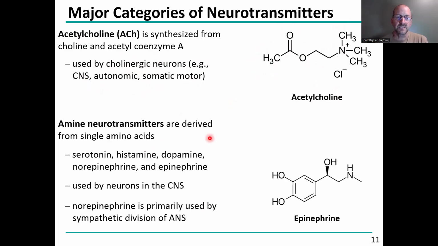Amine neurotransmitters are derived from single amino acids. So serotonin, histamine, dopamine, norepinephrine, epinephrine are all pretty closely related. These are derived from a single amino acid. They are not amino acids themselves. They are primarily used by neurons in the central nervous system, although norepinephrine is also used in the sympathetic division of the autonomic nervous system. That's the fight or flight version of that. So we'll talk about that one as well.